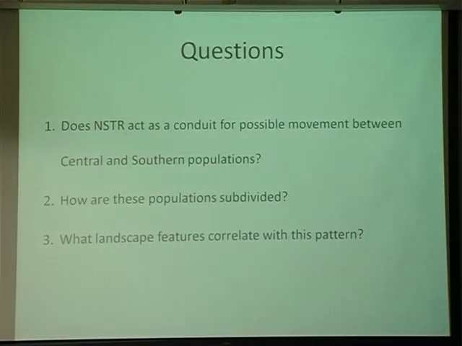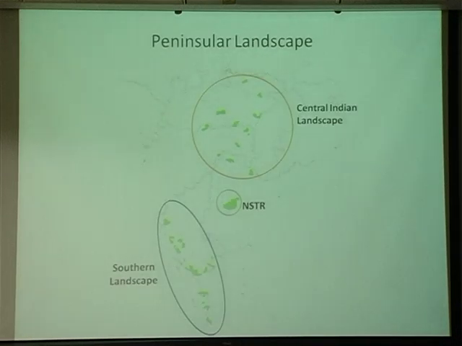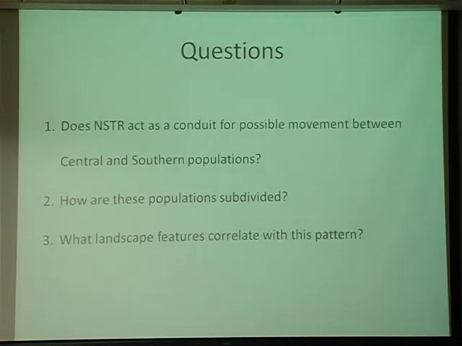But what we want to look at is, does that central population in between act as some sort of a conduit for movement between the upper cluster and the lower southern landscape? And what is the pattern of substructuring that is present in this landscape, and also what landscape features themselves, natural and also human presence, how does that affect, or how is that mapped on to this region?